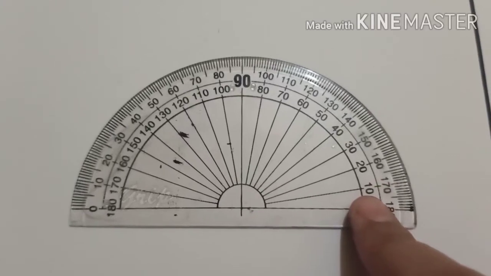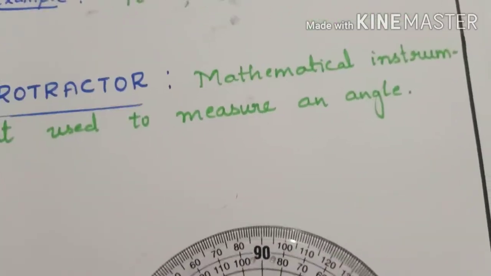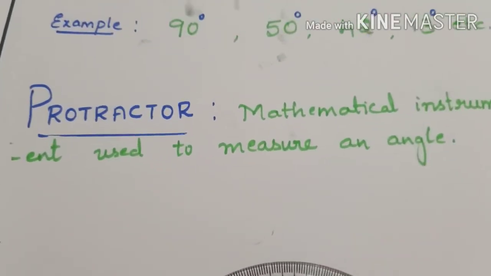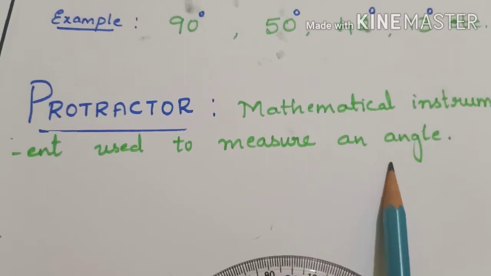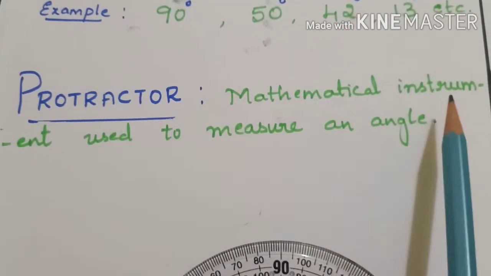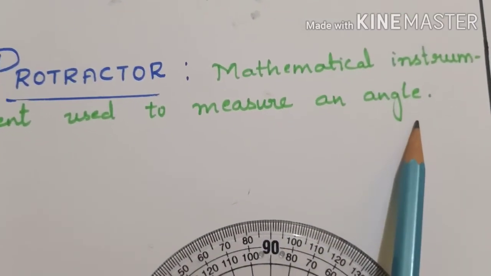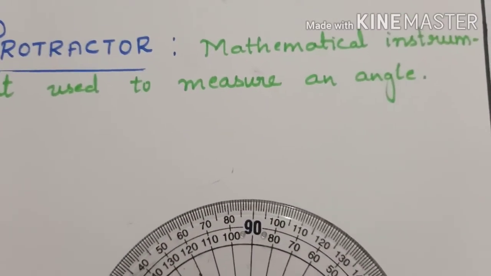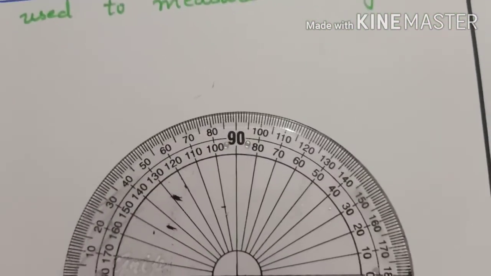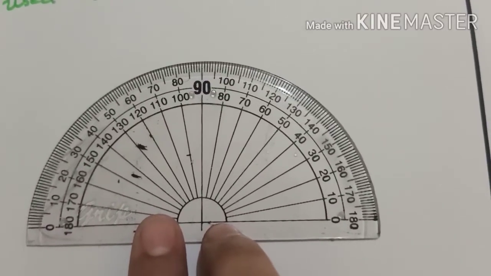What is a protractor? Yes, protractor is a mathematical instrument used to measure an angle. Degree is a unit to measure. Protractor is an instrument used to measure an angle. We use a protractor to measure angles. Let us first observe the protractor and understand how to measure angles.